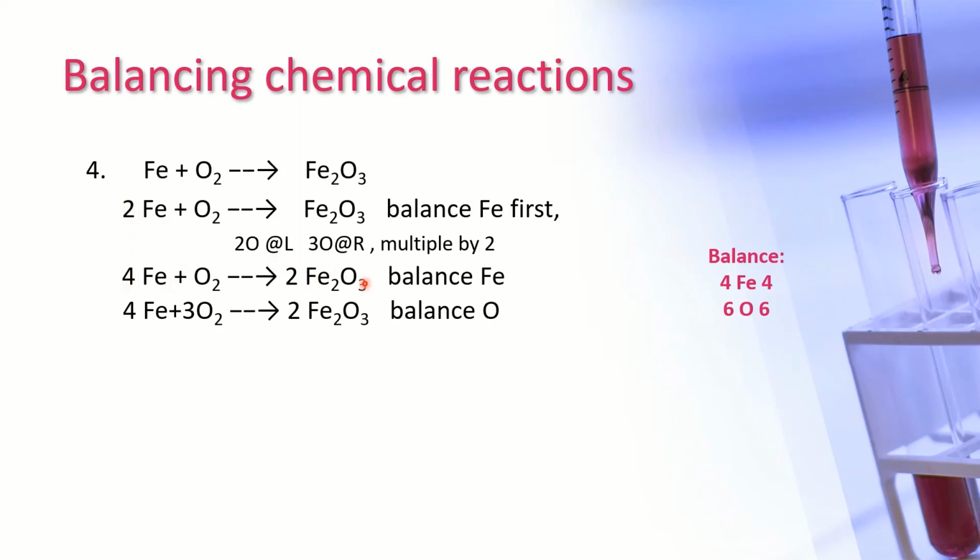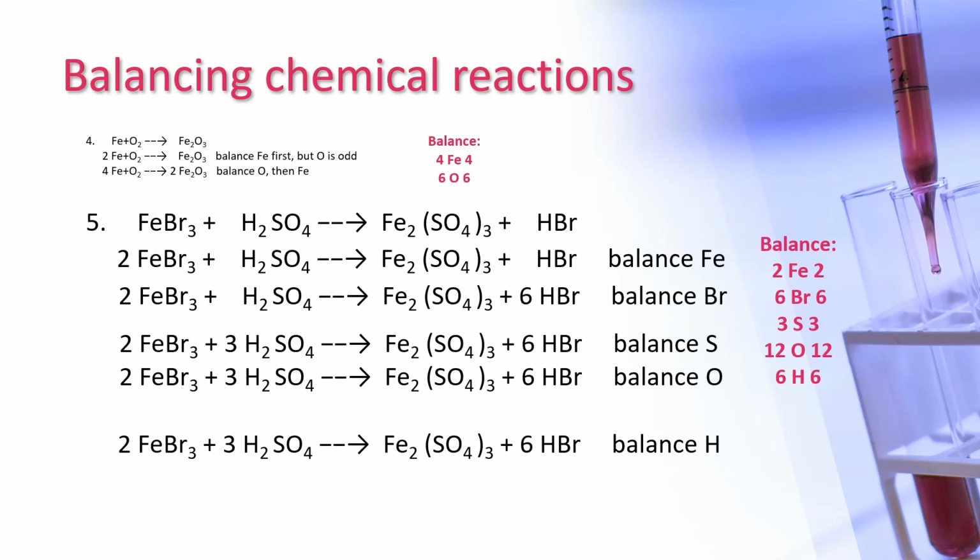Now, you balance oxygen. How many oxygen at the right? 3 times 2 is 6. So to make it 6, you have to write coefficient 3 before oxygen. Now, this equation is already balanced.